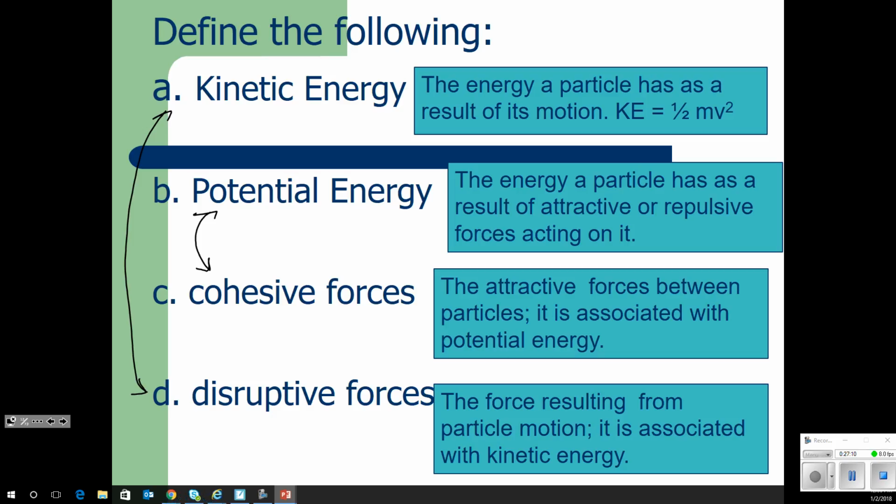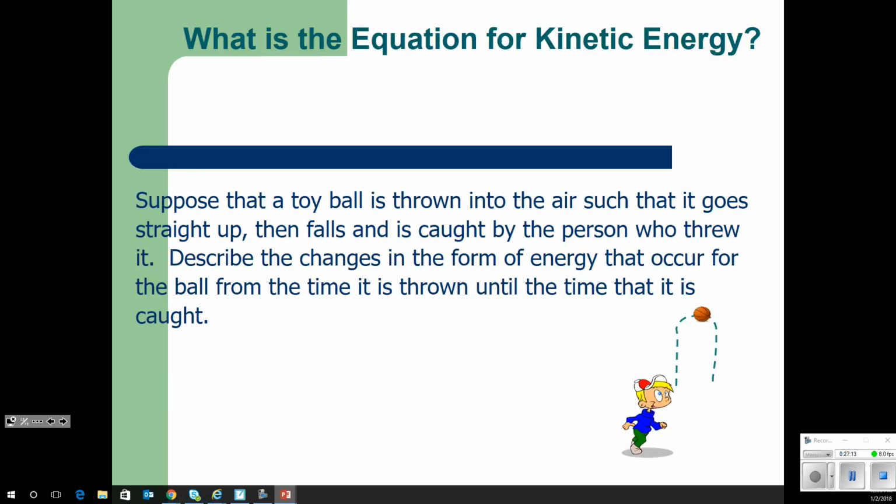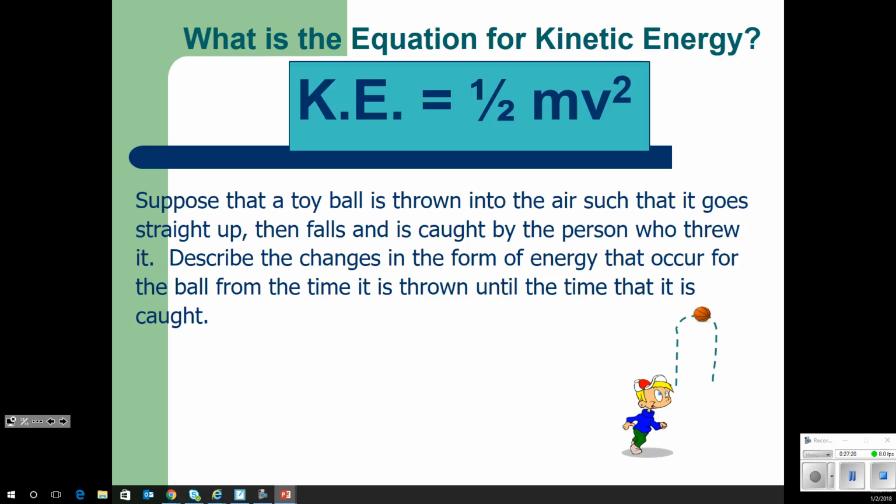Okay, going forward. All right, so what is the equation for kinetic energy? Let's see how well you remembered it. Mass times velocity squared. So what in that equation has the most effect, mass or velocity? Velocity. Okay, so let's look at this picture. So I have a toy ball. I throw it straight up in the air, and it comes straight back down to where it started. Let's talk about each part of it. This part right here is what?